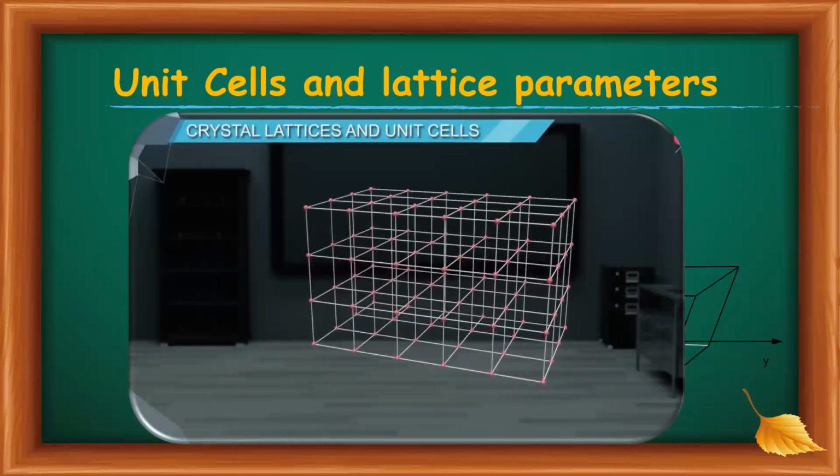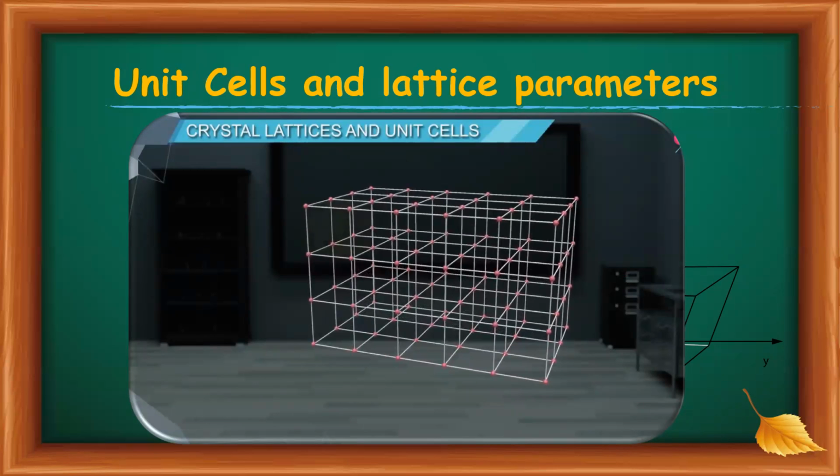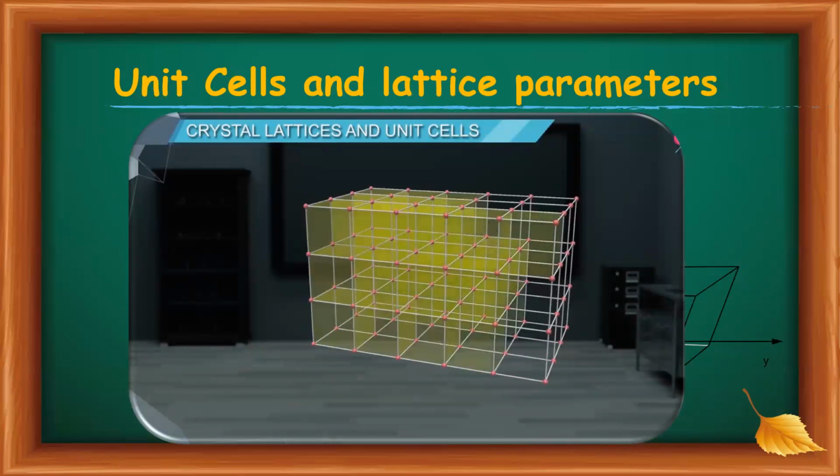Now, if we observe this crystal lattice, we can notice that there is a small group of lattice points that repeats itself again and again to form the entire crystal lattice. This small group of lattice points is known as the unit cell. Therefore, the unit cell is the smallest portion of a crystal lattice, which when repeated in different directions generates the entire lattice.